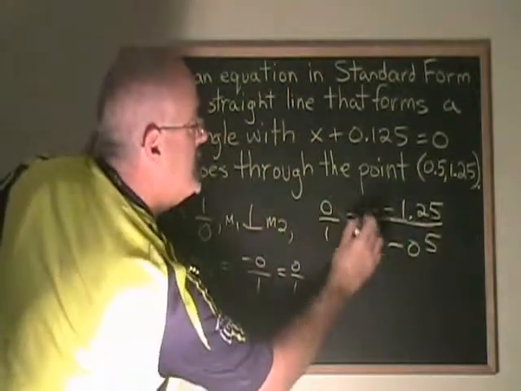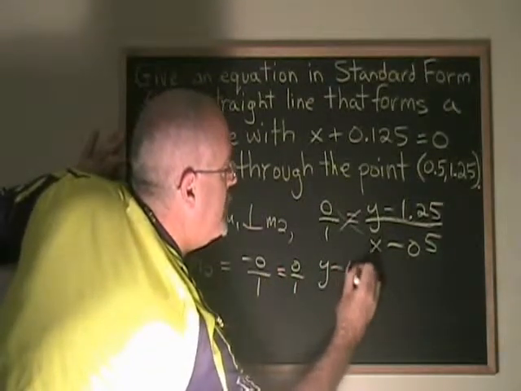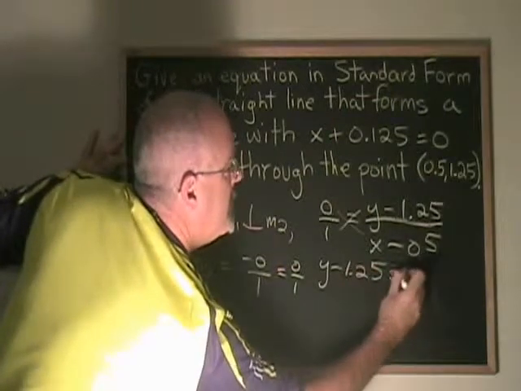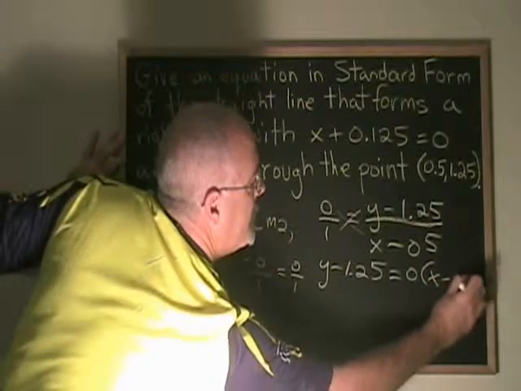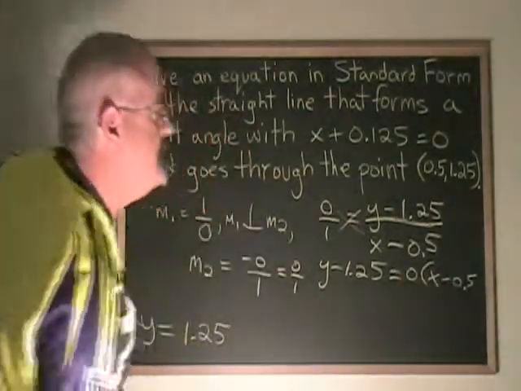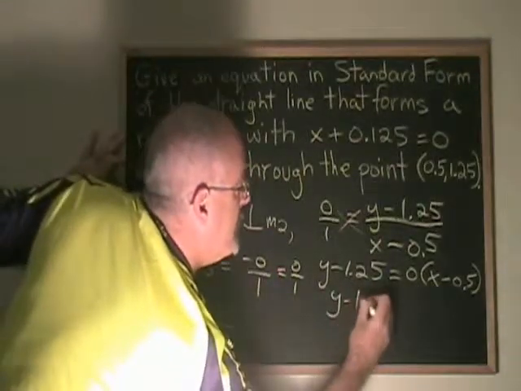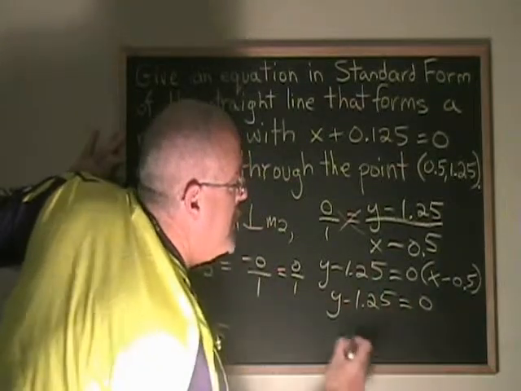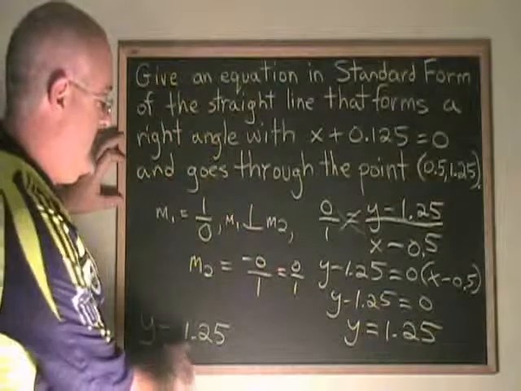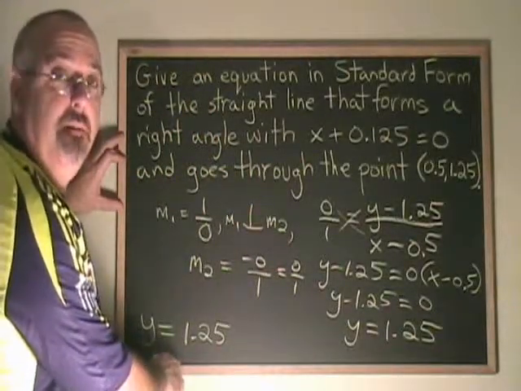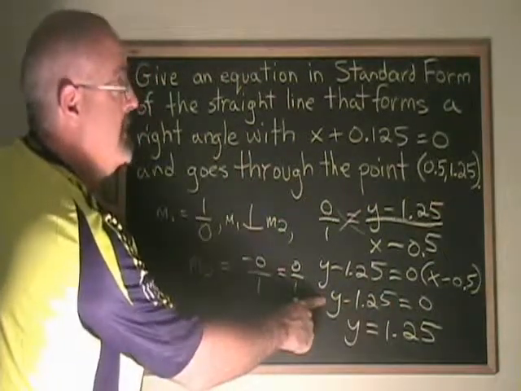Cross multiplying, I get y - 1.25 is equal to 0 times (x - 0.5). Simplifying, y - 1.25 is equal to 0, or y is equal to 1.25. I end up getting the same answer as I had initially guessed would be my answer. This is in slope-intercept form, and this is in standard form.